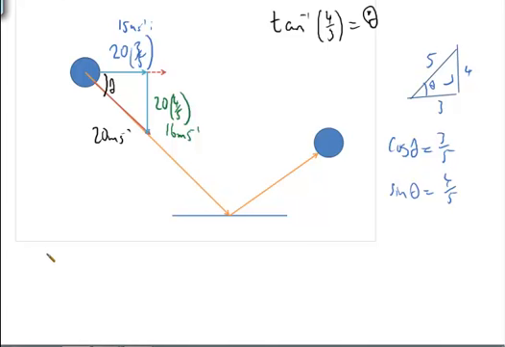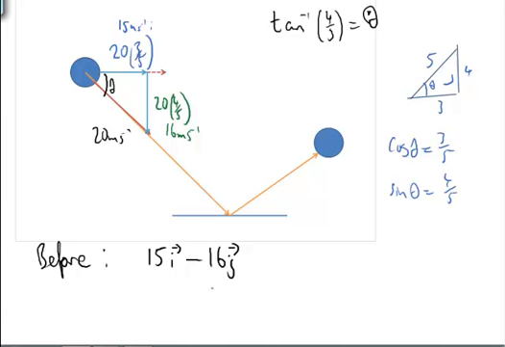So I might just write that now in this reference frame. The velocity of our object before the collision is equal to 15i minus 16j.